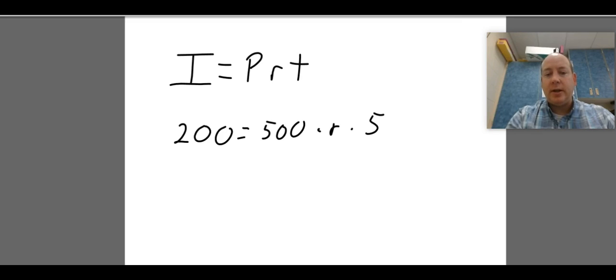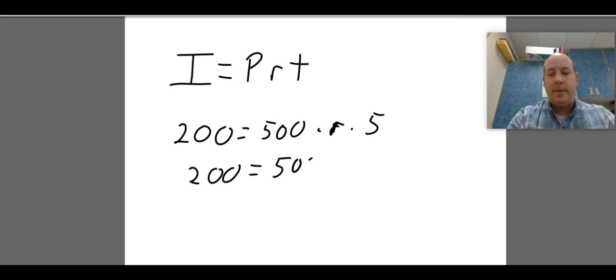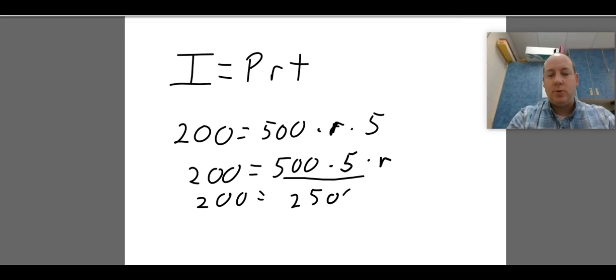So again, I set that up. Just take out your variables, put in your numbers. So my $500 is my principal. My time is 5 years. I don't know my rate, so I'm going to keep it as R. And we know with multiplication we can change the order. So I'm going to rewrite this as 500 times 5 times R. And then simplify that. If I multiply that together, that's 2500R. And then we just have a one-step equation, right? So I'm just going to divide both sides by 2500.